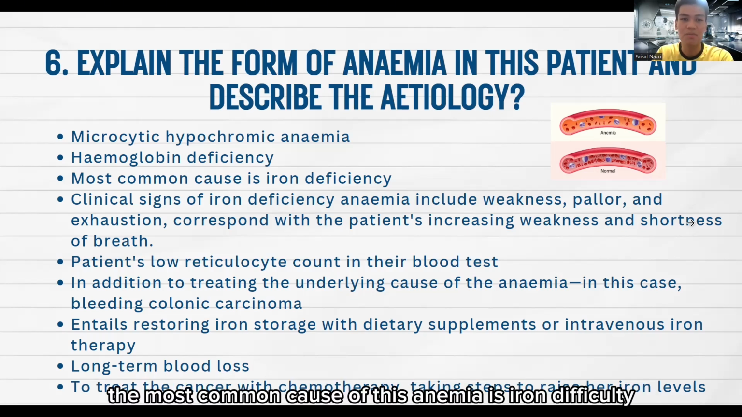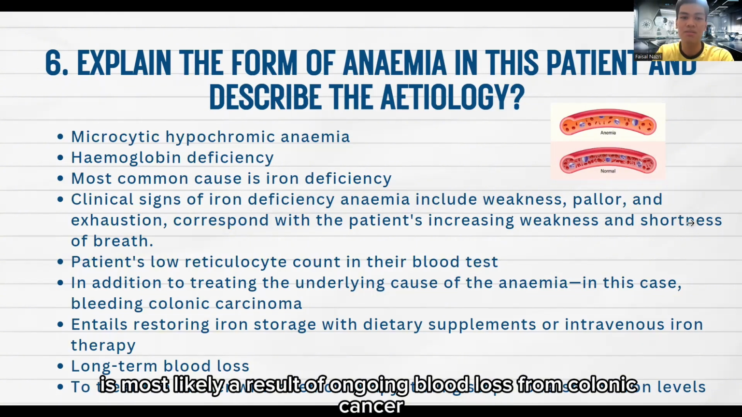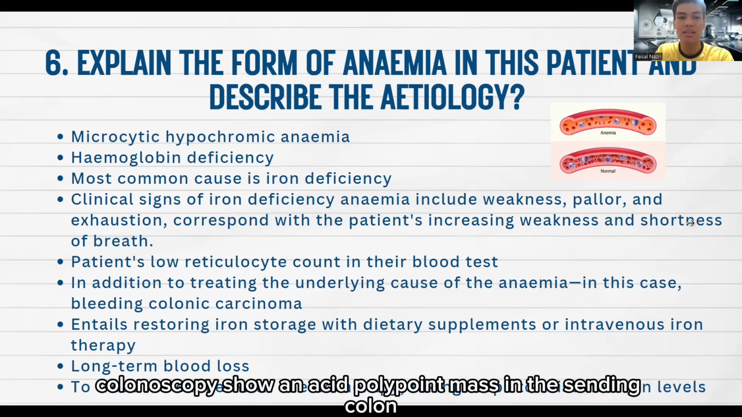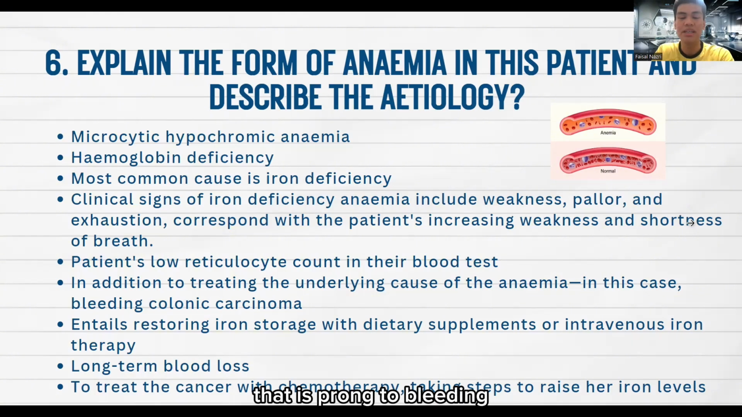deficiency. The most common cause of this anemia is iron deficiency, which can result from chronic blood loss, inadequate dietary iron intake, or impaired iron absorption. The anemia in this patient instead is most likely a result of ongoing blood loss from colonic cancer that has ulcerated. The result of the colonoscopy showed an ulcerated polypoid mass in the ascending colon that is prone to bleeding. The body gradually lost its store of iron as a result of the ongoing blood loss.